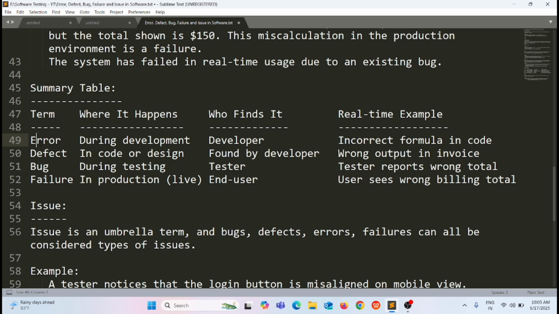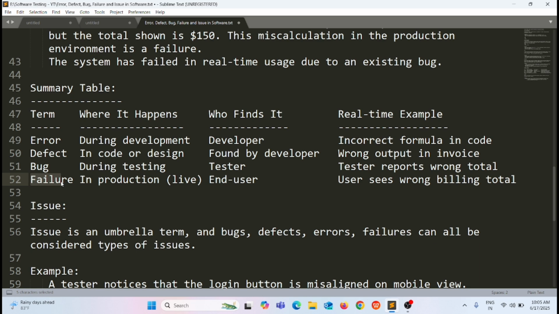Error, defect, bug and failure all together are called an issue. Error is also an issue, defect is also an issue, bug is also an issue, failure is also an issue. So for example, there is one big umbrella, and under that umbrella, four things are present.